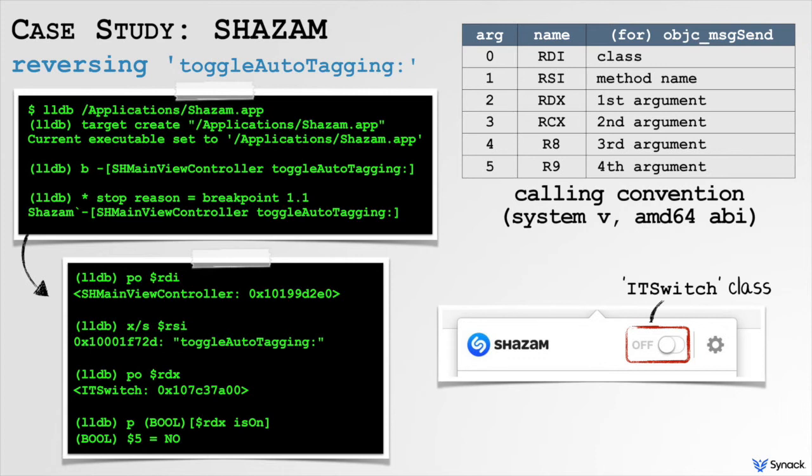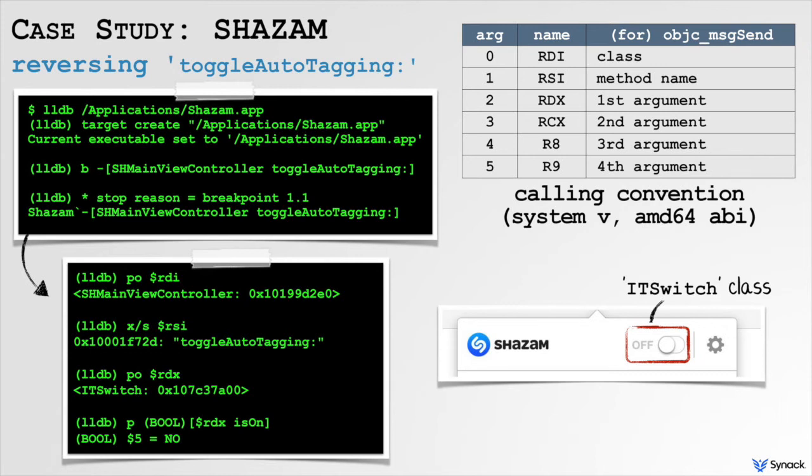Now that we're at this breakpoint, we can start poking around. The table on the slide shows the registers and what they hold when you hit a breakpoint on an Objective-C method call. For example, RDI has the class name, RSI has the method name, which is a string, and RDX is the first argument. In the debugger, we can dump these, and we can see that RSI contains the toggle auto tagging method, which makes sense because this is where we set the breakpoint. And RDI is an instance of an IT switch object, which makes sense, right?